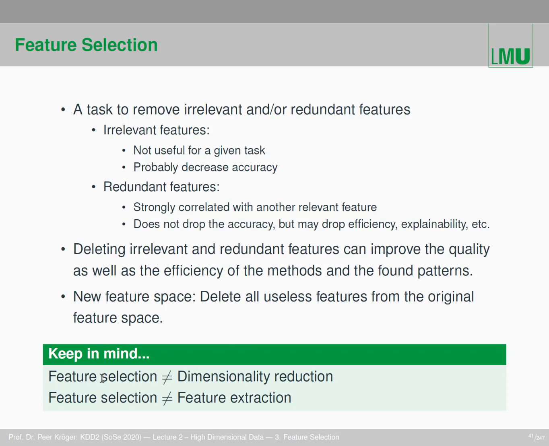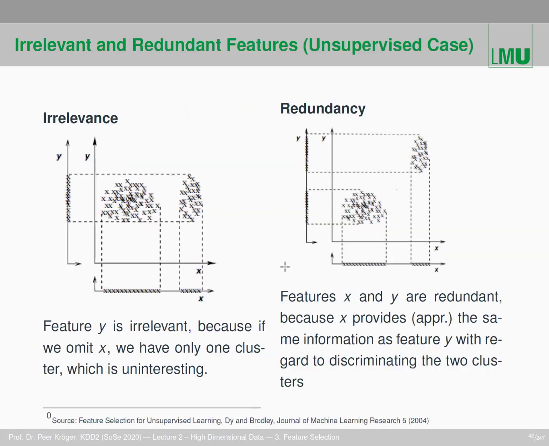Feature selection just keeps the old features but tries to get rid of some of them. So it's a kind of dimensionality reduction. That's why it's confusing. It's a dimensionality reduction, but it keeps the original features. So that is how the community uses this term actually. So let's talk about what we want to get rid of. We want to get rid of irrelevant features and redundant features.